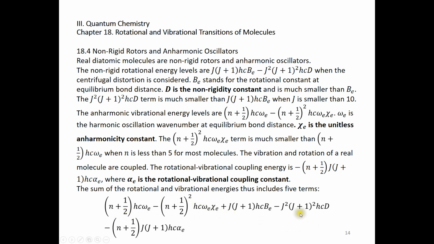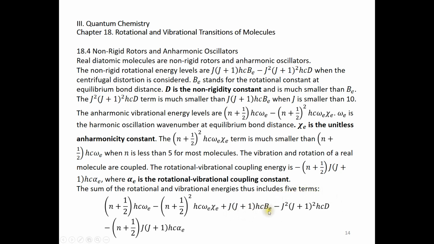Now let me explain all those 5 terms one more time. Here, (n plus 1/2) times hc omega_e is the harmonic vibrational energy. Now we have the anharmonic correction, negative (n plus 1/2) squared hc omega_e chi_e. Chi_e is a very small number, between 0.01 and 0.05 for most molecules. J times (J plus 1) times hcB_e is the rotational energy of a rigid rotor.